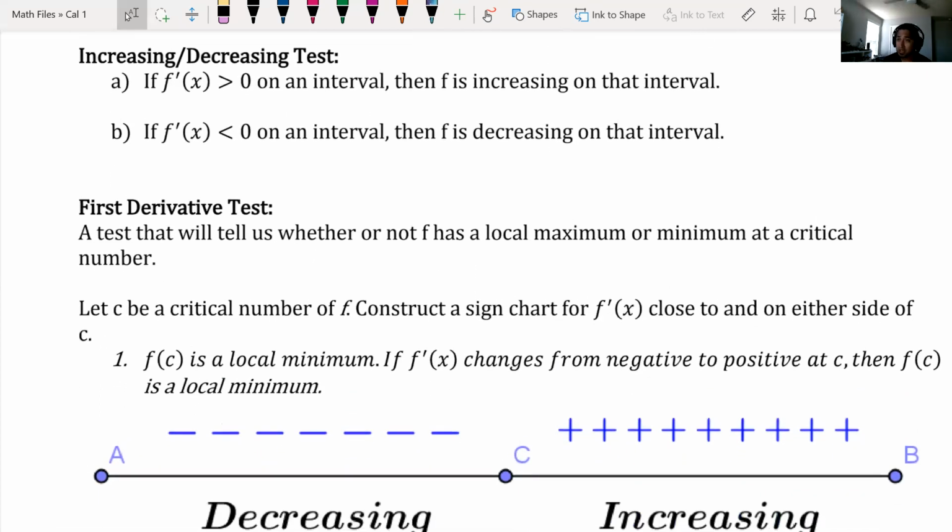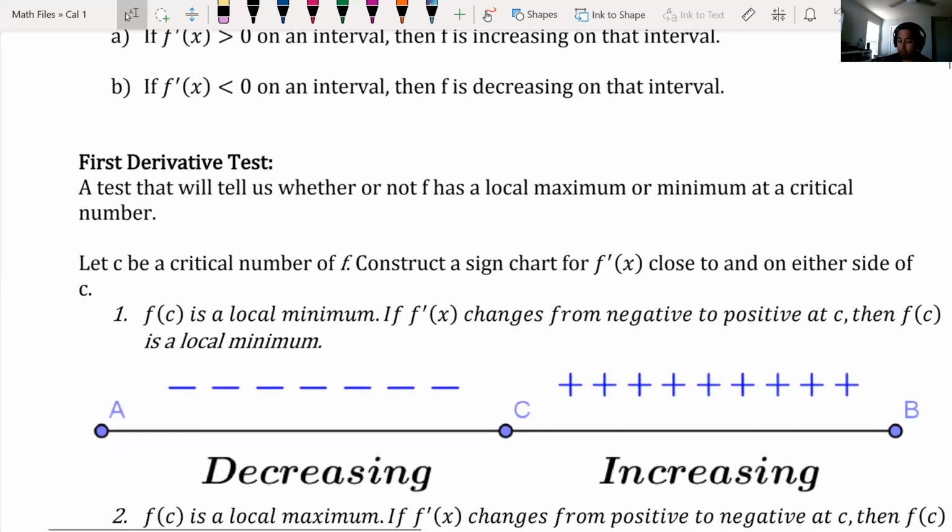So you have the increasing, decreasing test. If the first derivative is greater than 0 on the interval, then the original function is increasing. So remember that derivative is just a fancy word for slope. So if the derivative is positive, this means that the original function's slope is increasing. And for B, if the derivative is negative, this means that the original function will be decreasing. Because again, it's all about slope.